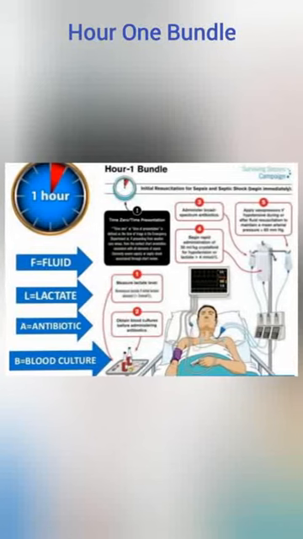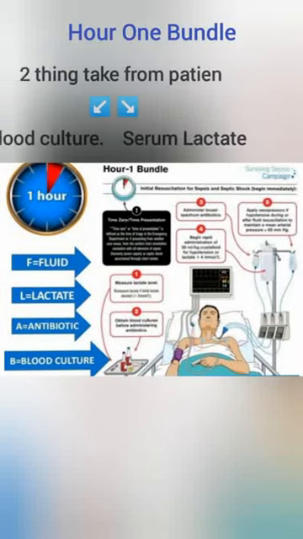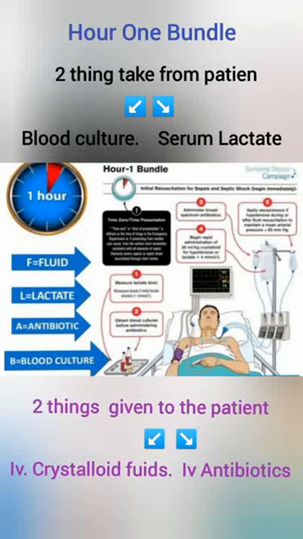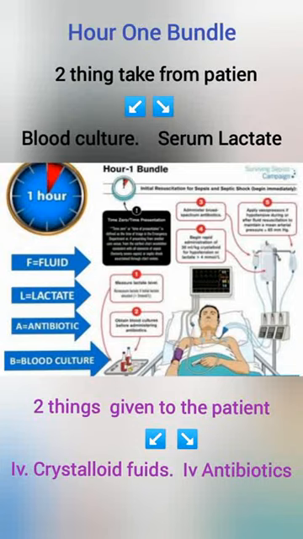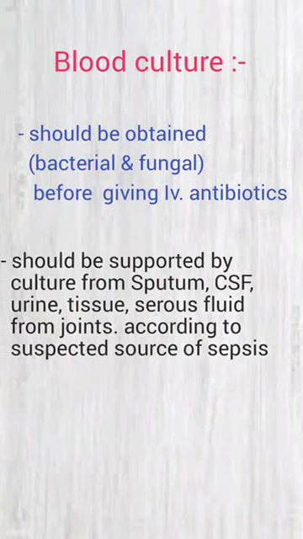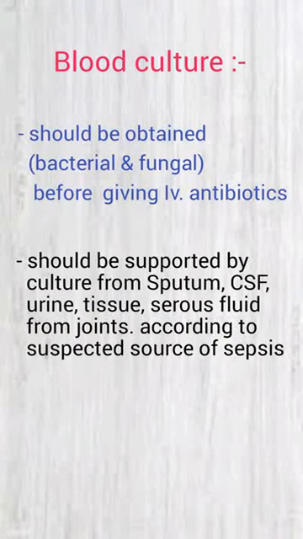The hour-1 bundle includes 2 things taken from the patient, which are blood culture and serum lactate, and 2 things given to the patient, which are intravenous crystalloid fluids and intravenous antibiotics. Blood culture should be obtained for bacteria and fungi before giving intravenous antibiotics. Also, it should be supported by cultures from other media such as sputum, cerebrospinal fluid, urine, tissue, or serous fluid from joints, according to the suspected source of sepsis.